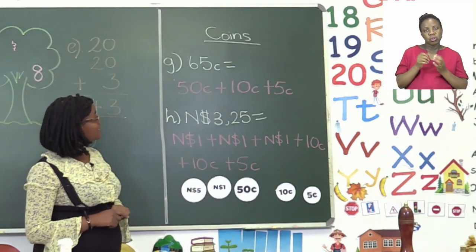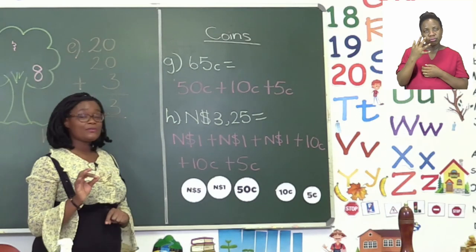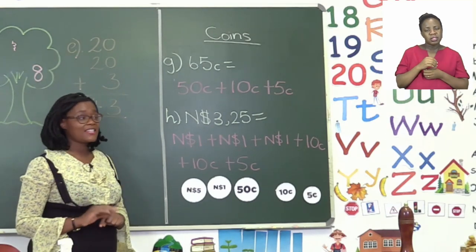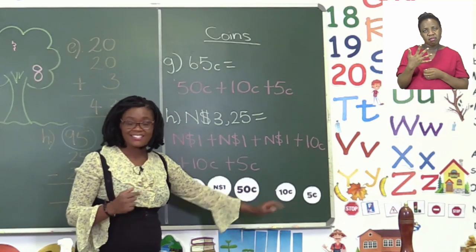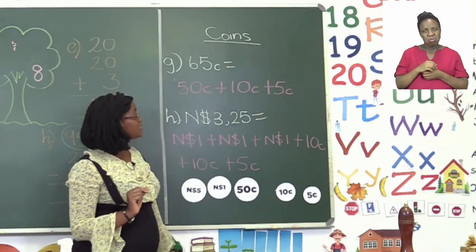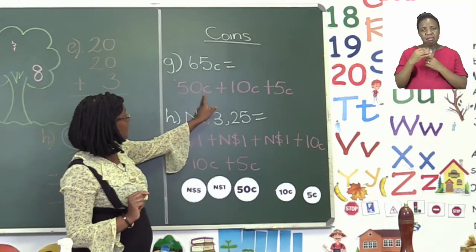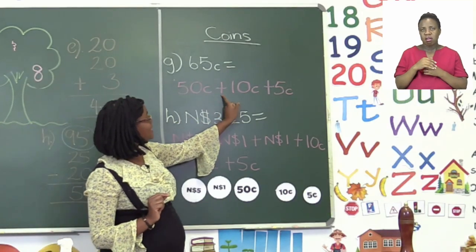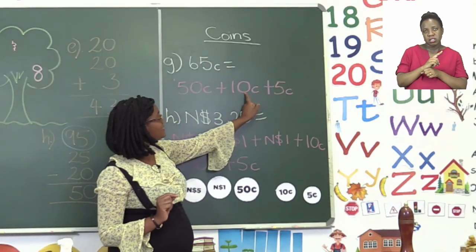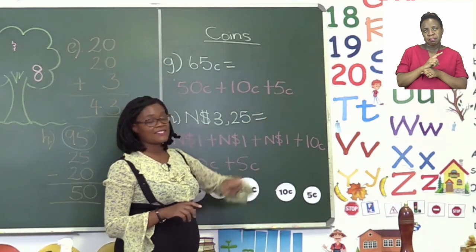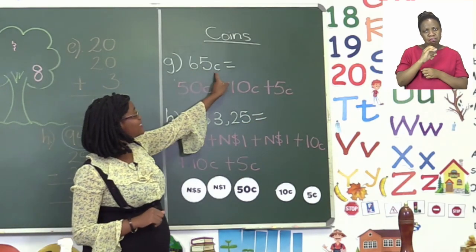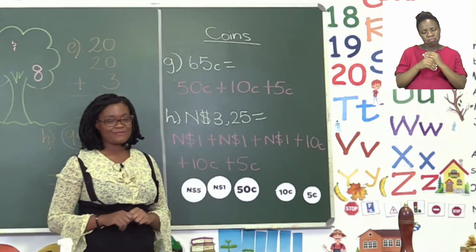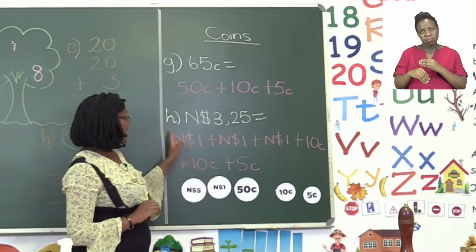We have 65 cents. And in order for us to get there, instead of saying 5 plus 5 plus 5 plus 5 plus 5 cents, there's an easier way. We take the 50-cent coin, then we say plus a 10-cent coin plus a 5-cent coin. Altogether, that will definitely give us 65 cents. Let's try the next one, H.